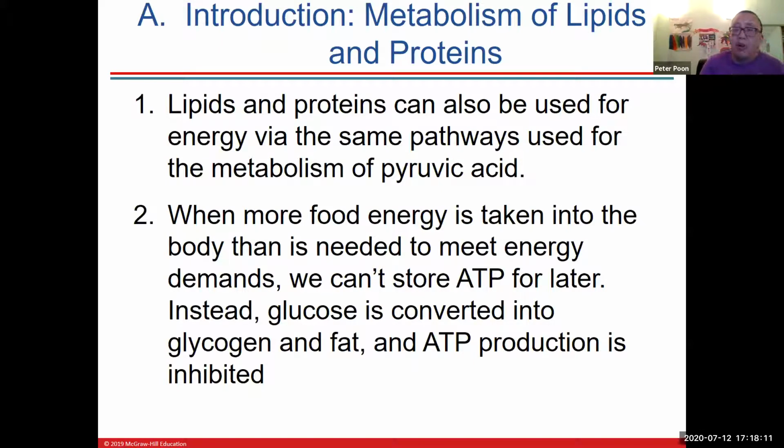We primarily burn sugar, but that doesn't mean we don't burn other stuff, okay? Lipids and proteins can be used for energy within the same pathways, okay? At some point, we run out of glycogen storage, okay? And when we run out of glycogen storage, we have to convert it to an even more dense form of energy, and that is fat. Fat is an even more reduced form of carbohydrate, so it's even higher energy per gram.